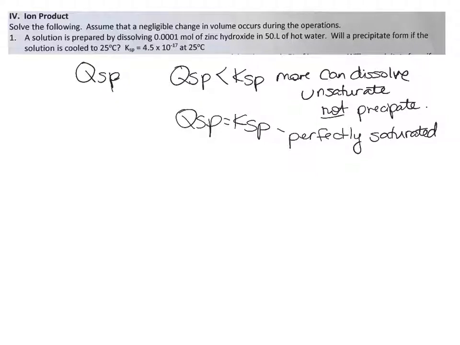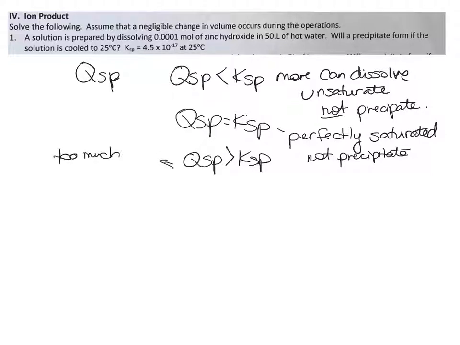At the temperature that it's showing you that was cooled, it will not precipitate out. At the higher temperature, it was unsaturated. When you cool it to the temperature given to you with the KSP, it is now perfectly saturated. If QSP is greater than KSP, you have too much salt that dissolved at a higher temperature. As you cool it, it's now a supersaturated solution, so as you cool, it will precipitate out.